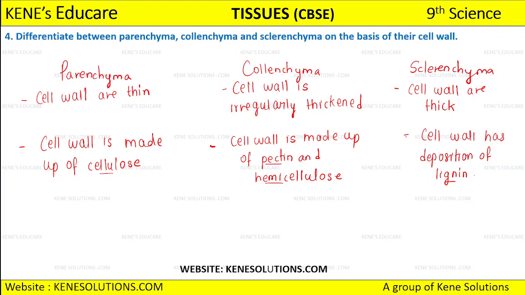Based upon these cell wall, so we talked about it. So you can write these 2 points. You can differentiate between parenchyma, collenchyma and sclerenchyma on the basis of the cell wall.